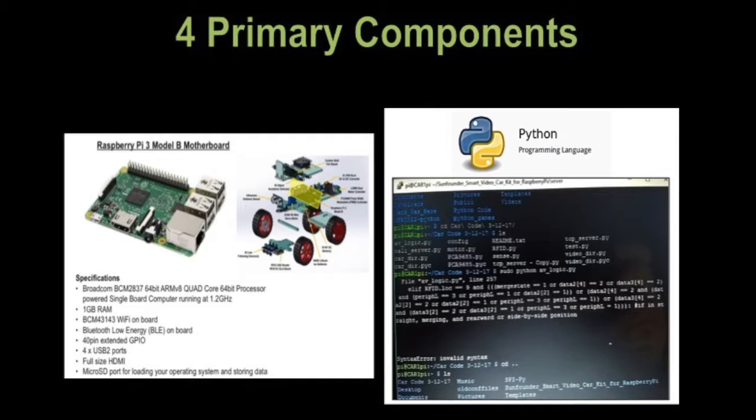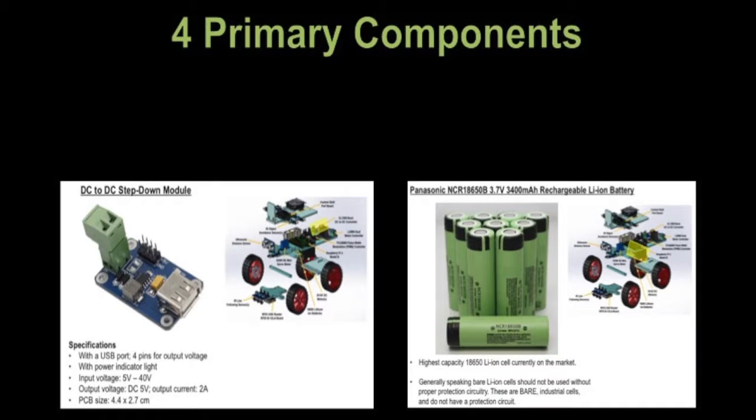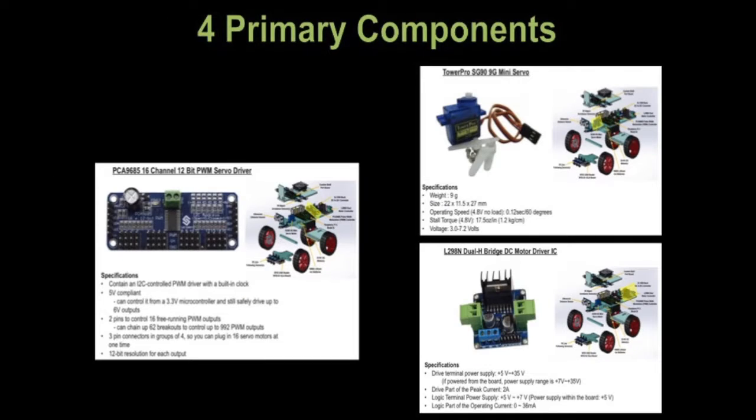The Raspberry Pi 3, programmed in Python, handles all inputs and outputs. The motor driver provides power to the 6-volt motors. The DC buck converter takes power from the lithium-ion batteries and converts it to 5 volts DC, and the servo driver controls the pulse width to both the steering servo and the motor controller.